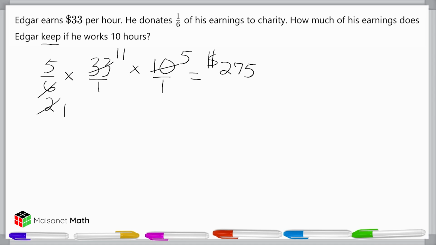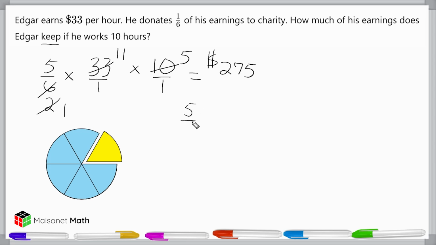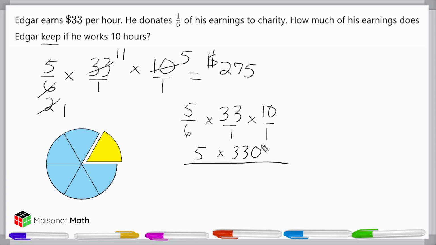Now there is another way that we can think about this problem to understand it more in depth. Let us go ahead and rewrite this problem here. We're going to write 5/6 of $33 per hour multiplied by 10 hours. Now, another way that we could have done this is we could have just kept the 5 here and then multiplied 33 times 10, which is 330, the total amount of money that Edgar makes over those 10 hours.